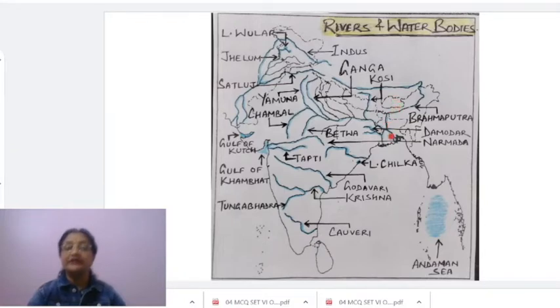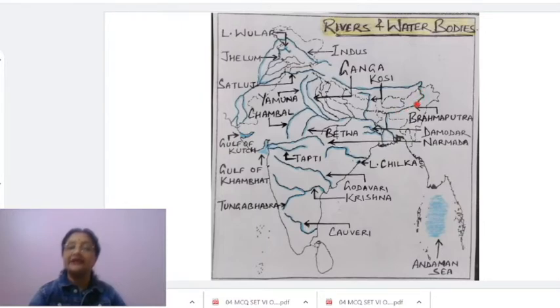Now you can see Brahmaputra once again. I am showing you from here it starts, going towards the east, and as it goes towards the east till this point, again it enters India. As it enters India, this entire part is within India.